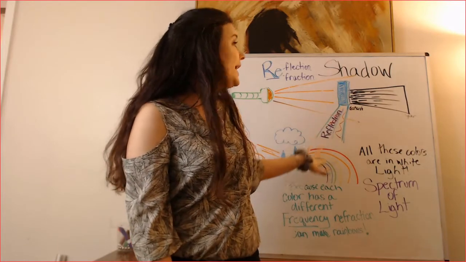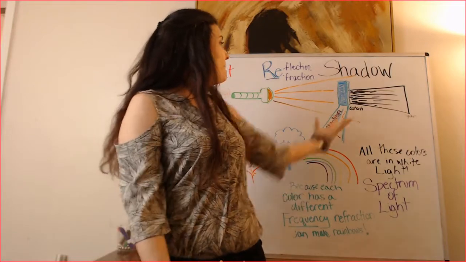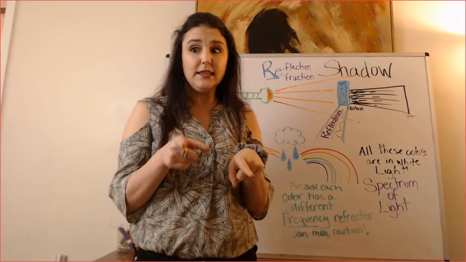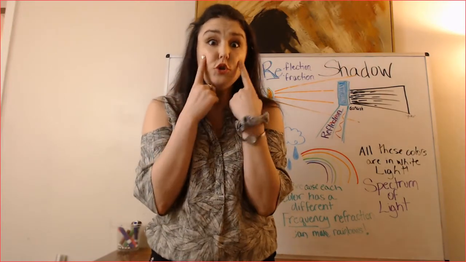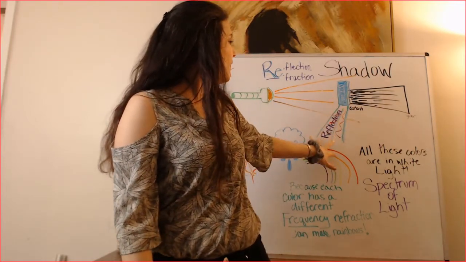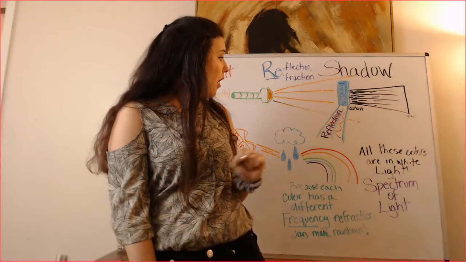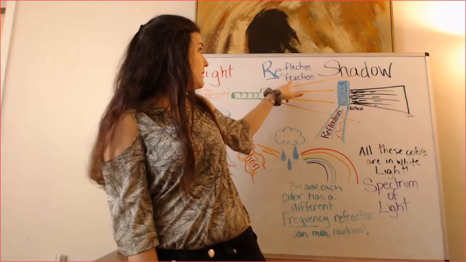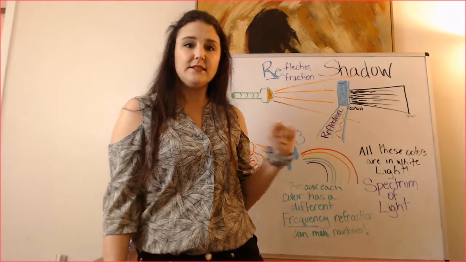So a reflection, just like your reflection in a mirror, is the light that bounces back to your eyes. So when you look in the mirror, the light of the image of you is reflected into your eyes. Pretty cool, right? So reflection is just the light that bounces off the object. Reflection is the light that bounces off. Refraction is how the light is bent.